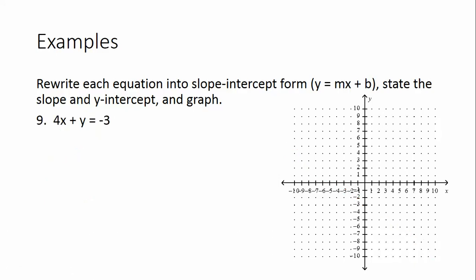All right, number 9, we have 4x plus y equals -3. So here we are not in slope-intercept form. We need to get in slope-intercept form first. We do that by moving the x term. So we're going to subtract 4x to the other side. That's y equals -4x minus 3. So now when we state our slope, -4, and our y-intercept, -3, we're going to start down at -3.